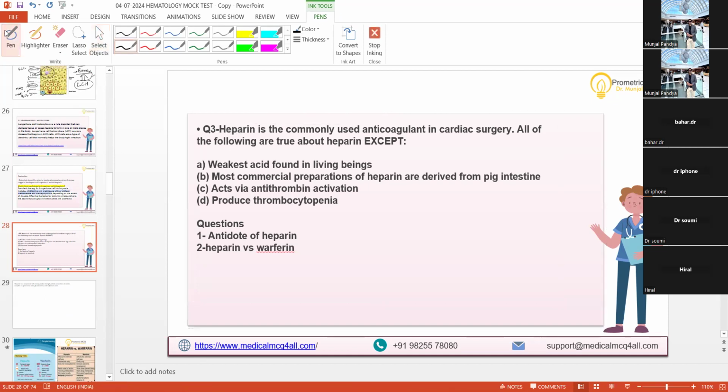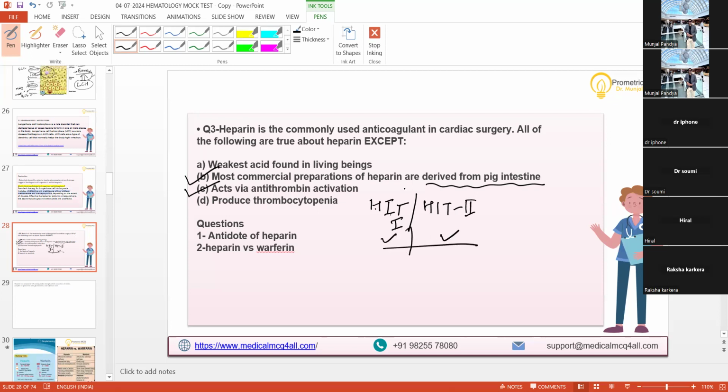So what is true about heparin? Yes, heparin is derived from pig intestine, it's correct, right? So this statement is correct. It activates antithrombin 3 and makes the anticoagulation effect. Heparin causes thrombocytopenia, known as HIT, heparin-induced thrombocytopenia. There are two types, HIT 1 and HIT 2: this is non-immune and this is immune. We'll see this in a couple of questions as well. So heparin can absolutely cause heparin-induced thrombocytopenia. So it is also correct.